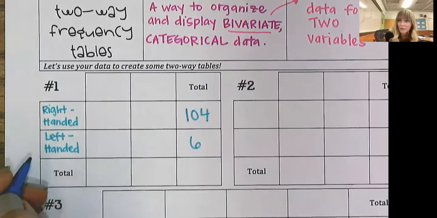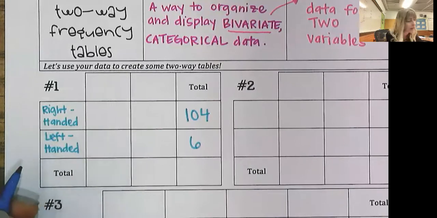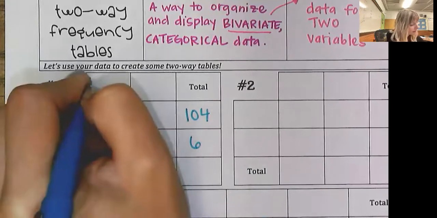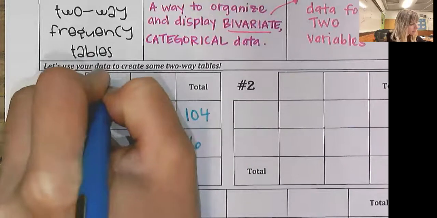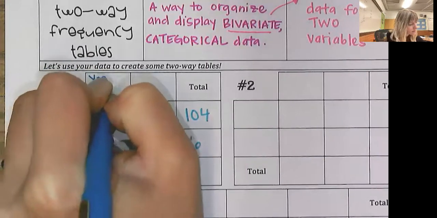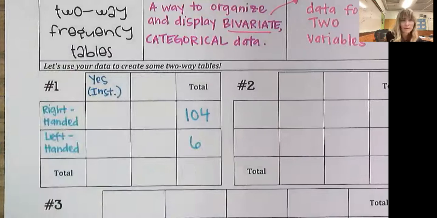And again, that was categorical because you just picked one of 2 categories. You picked yes or no, categorical data. So I'm going to put in this column, yes. And I'm going to put this to remember yes to what? Yes, do you play an instrument?